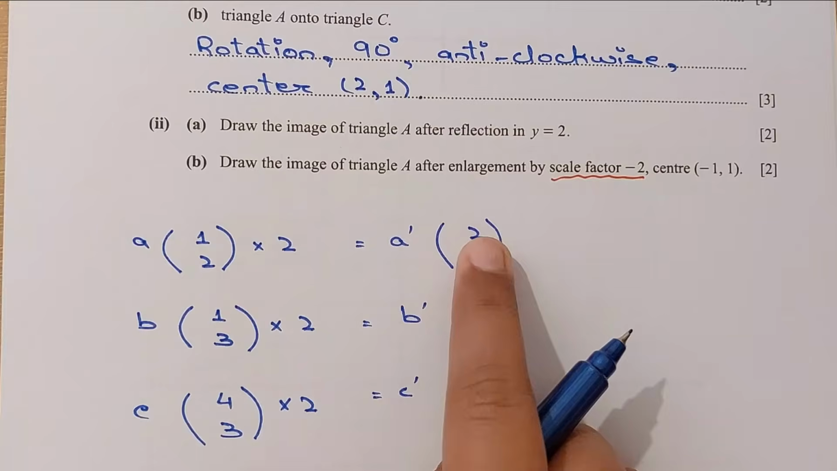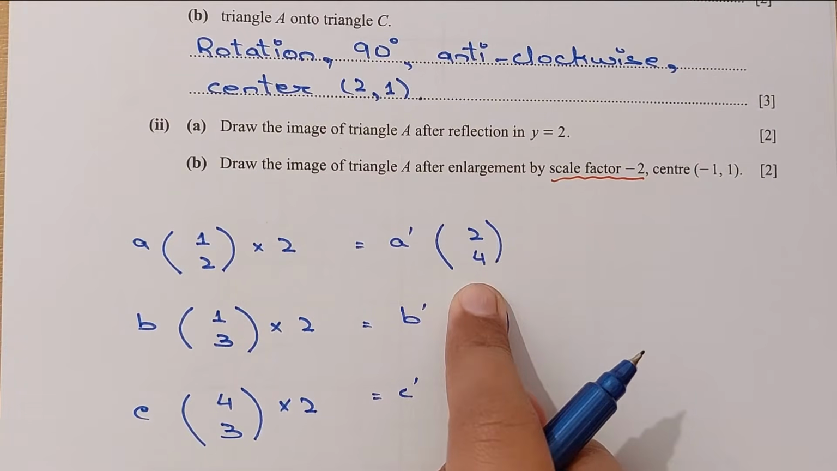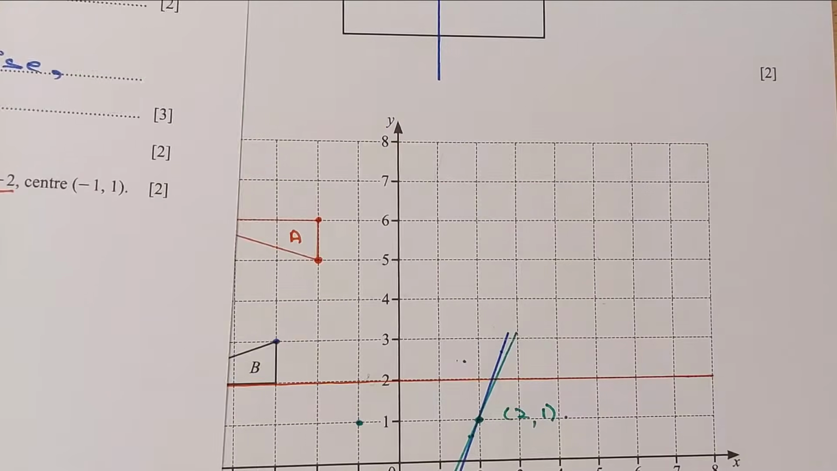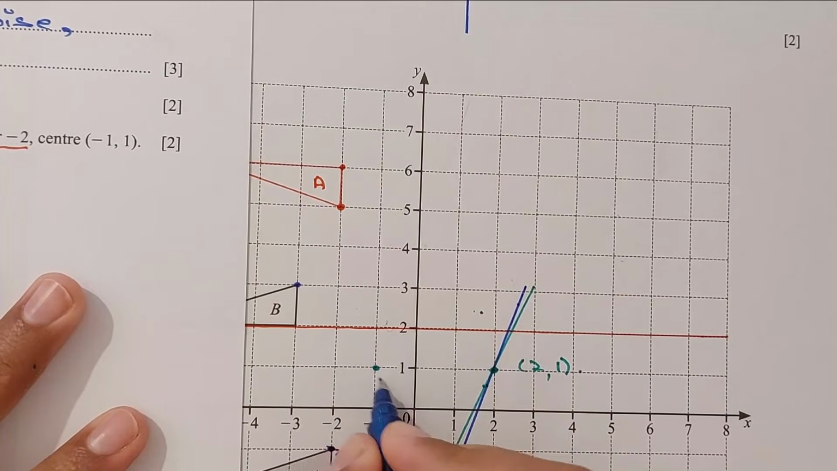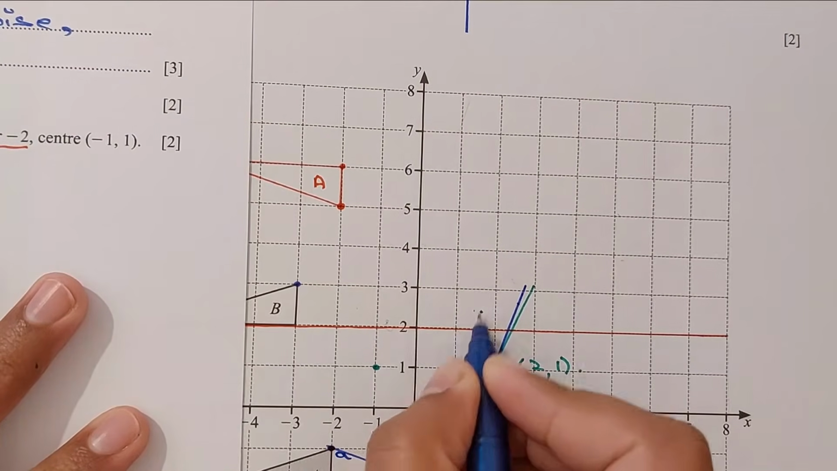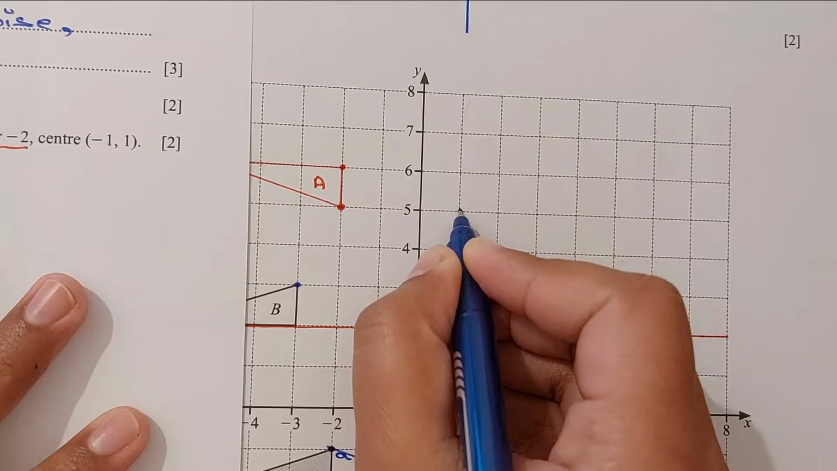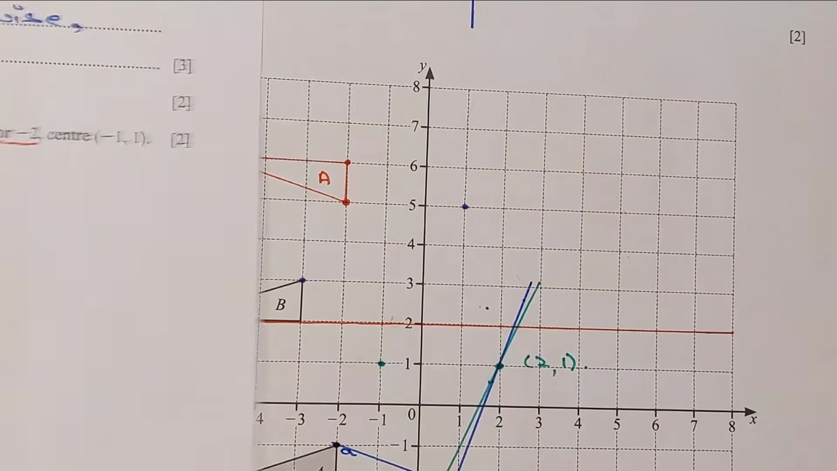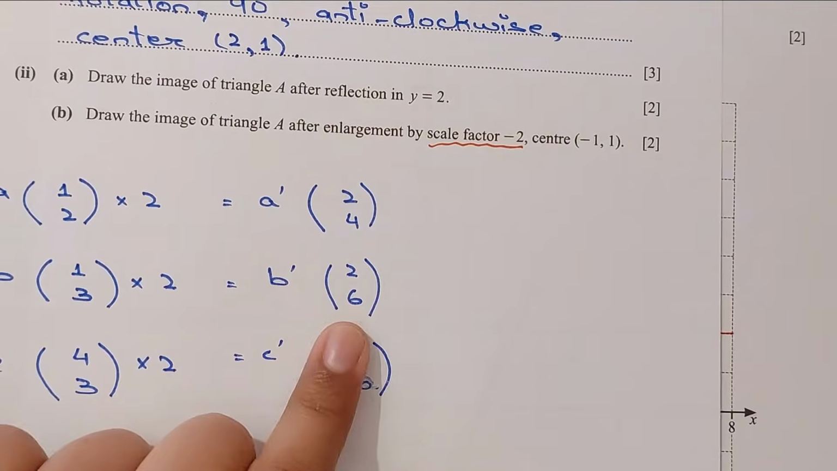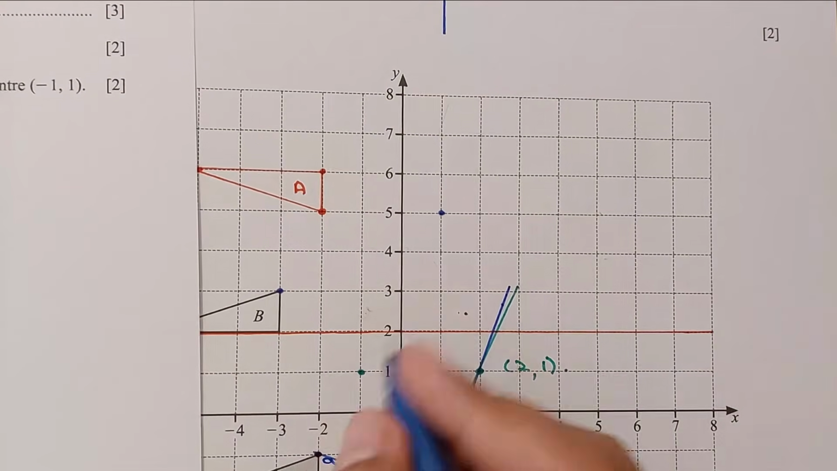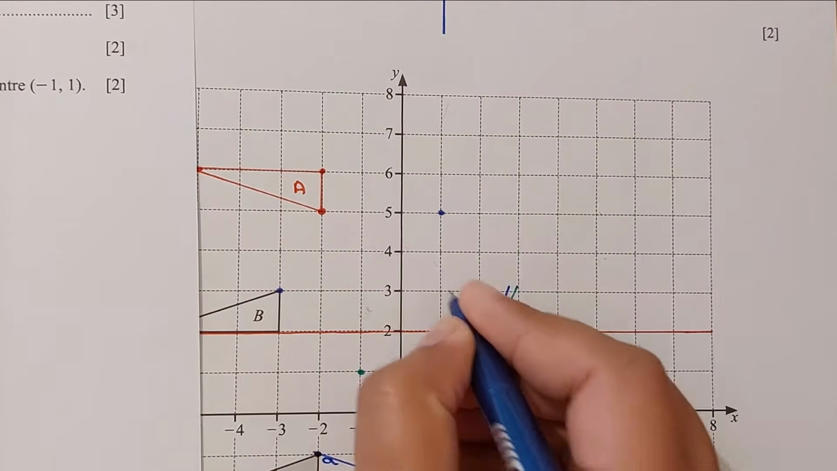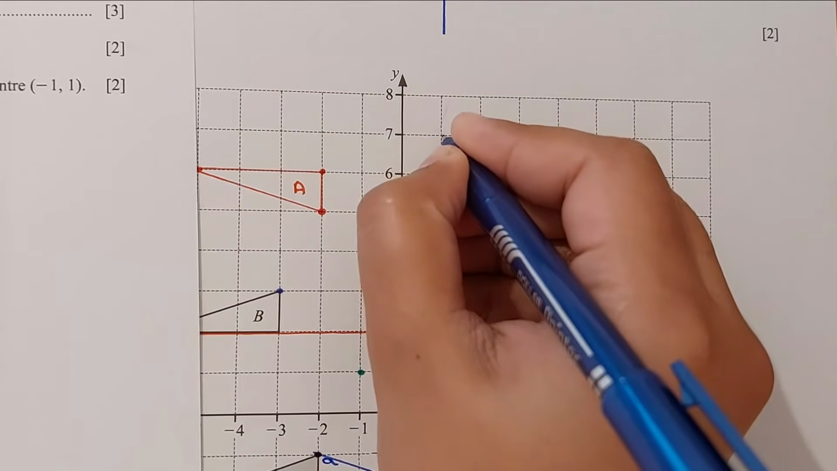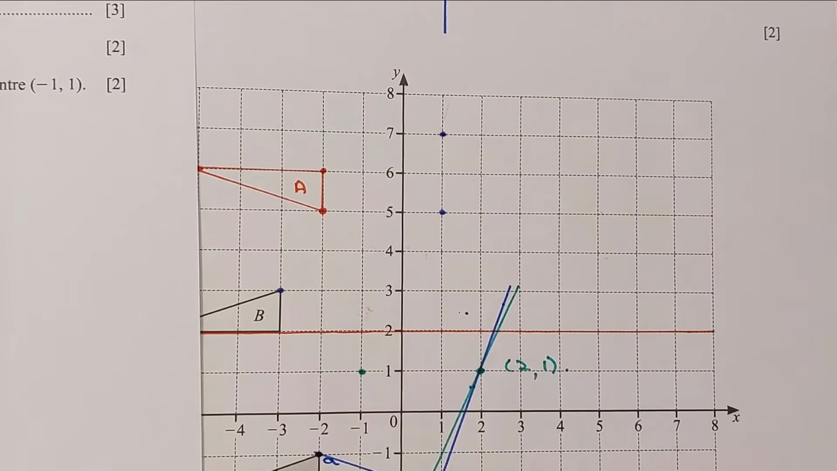Now the new A prime is 2 units to the right and 4 units up from the center, right? So this is the center, we move 2 units right and 4 up, 1, 2, 3, 4. So this is the point 1, 5. Okay, now for the second, 2 right and 6 up. From the center, 2 right and 6 up, 1, 2, 3, 4, 5, 6. This point is 1, 7.